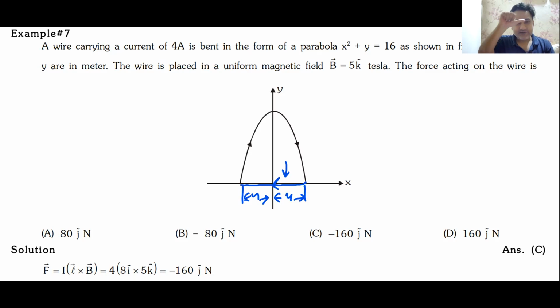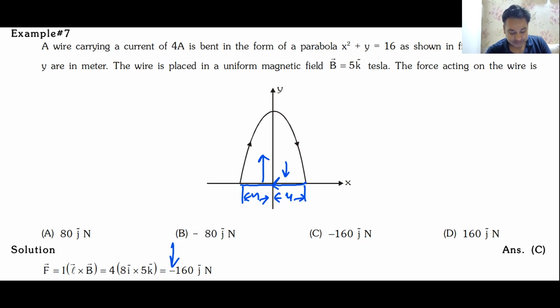This wire is like this. Magnetic field is going outward. So force on this blue wire is acting in the upward direction. Therefore, force on the loop should be acting in the downward direction. I into L into B. I hope you got this correctly. Yes or no? Congratulations then.